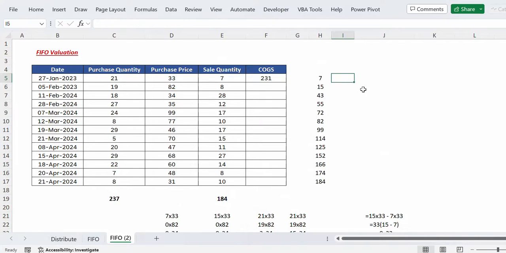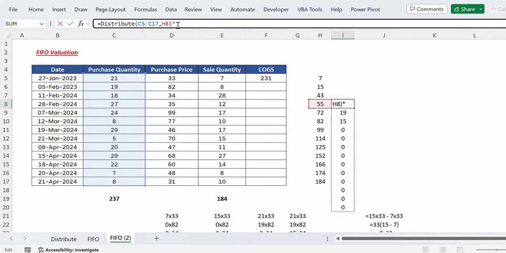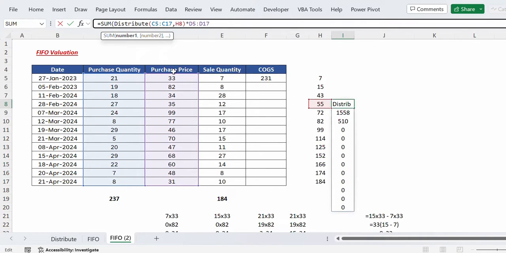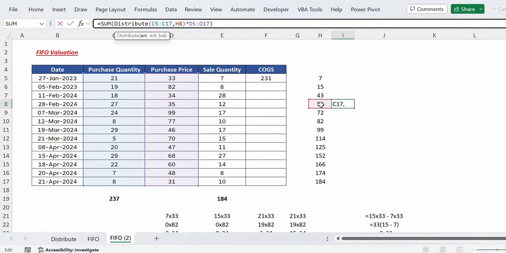So for that, we are just going to use the distribute function. So let's use it here. Let's use it for 55, let's say, right? So equals to distribute among these quantities, initial balance is, let's say, 55 quantities. So let's press enter. We have got this as our result. Let's multiply this by purchase price, right? We have got this as our result. And then we will simply add them. So we will use the sum function for that. And we have got 2761 as the total value of these 55 quantities here.